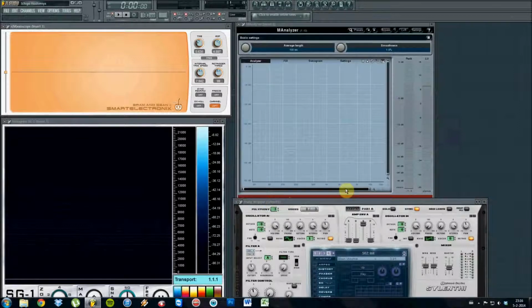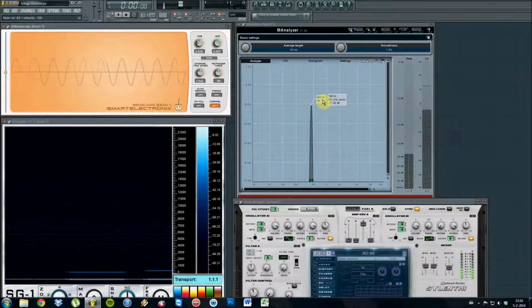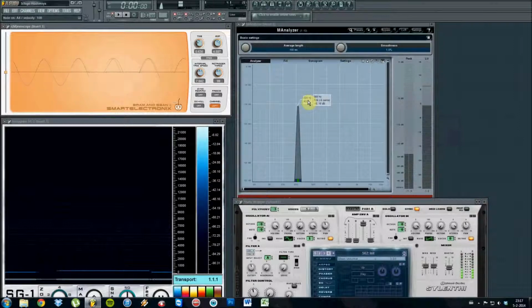When I play A3 as a sine wave, you can see it has a frequency of 220 Hz. When I play A4, you can see it has a frequency of 430 Hz. Now you can see in digits the frequency is doubled when you go up an octave. So 220 Hz, A3, A4, 430 Hz.